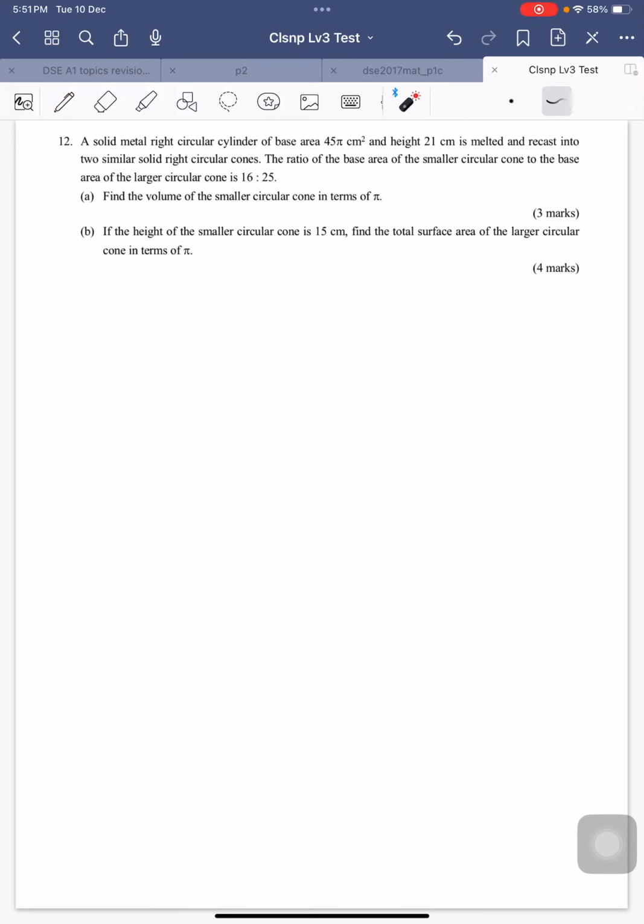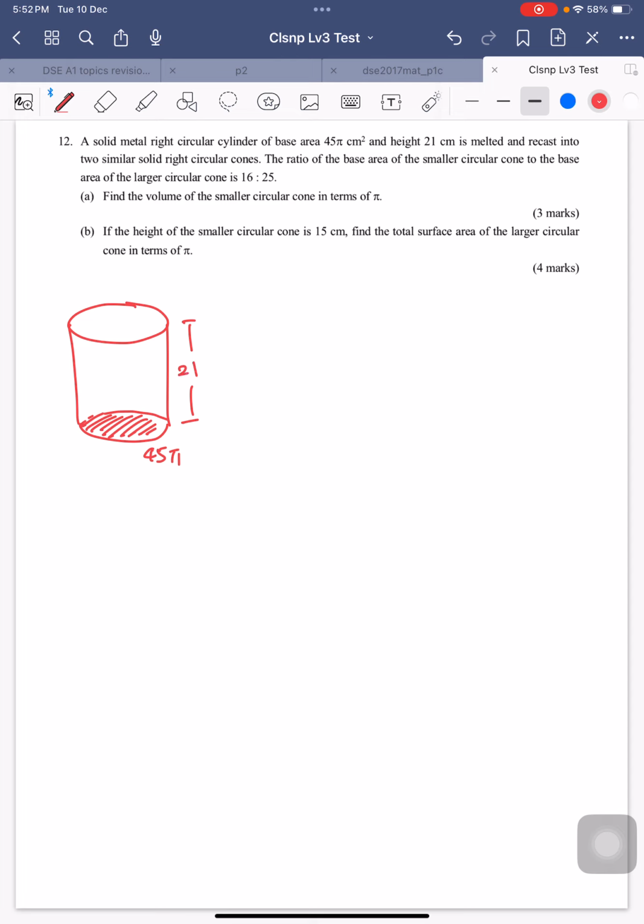Question 12, we have a solid circular cylinder with a base area of 45 pi and the height is 21. So every time we do this, we try to draw the diagram first. It is recast into two similar cones, one cone plus the second larger cone, but they are similar.